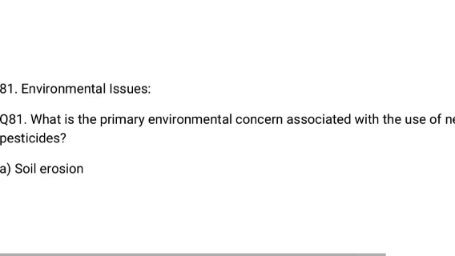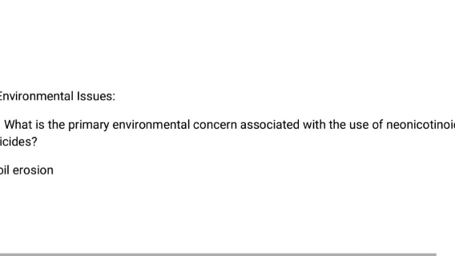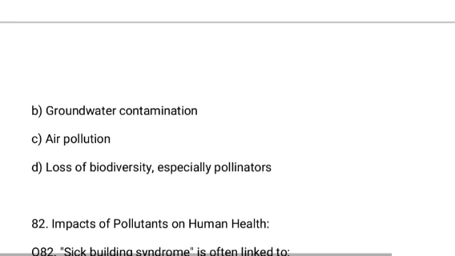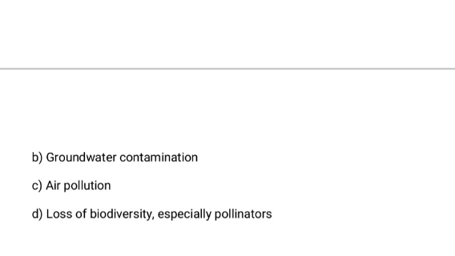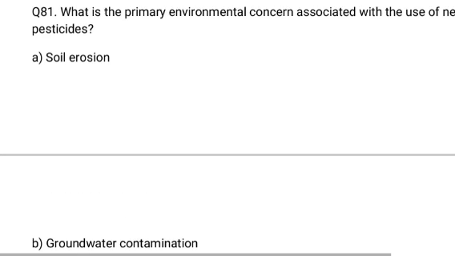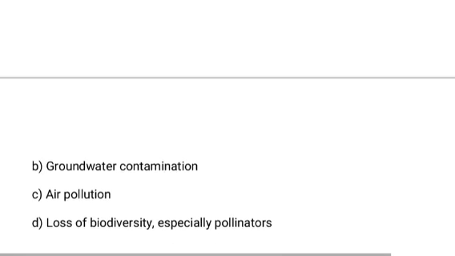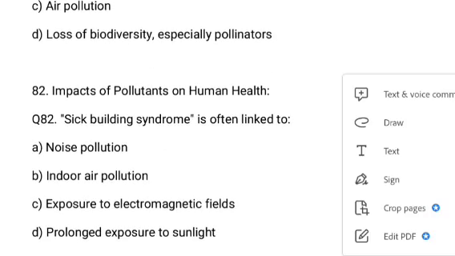What is the primary environmental concern associated with the use of neonicotinoid pesticides? Sorry for the pronunciation. Soil erosion, groundwater contamination, air pollution, loss of biodiversity, especially pollinators. It will be loss of biodiversity, especially pollinators.